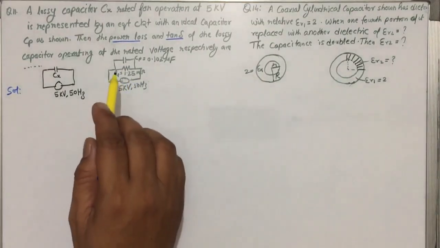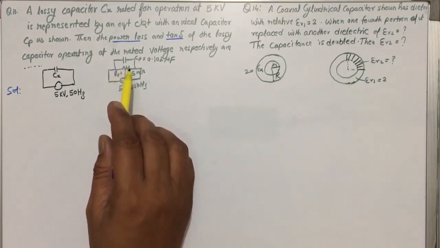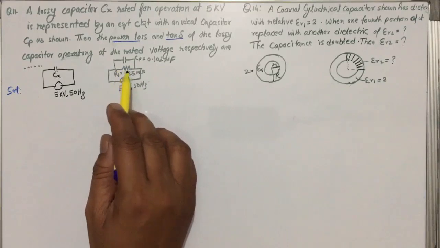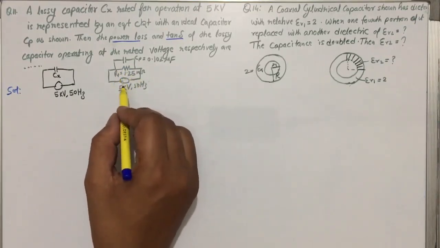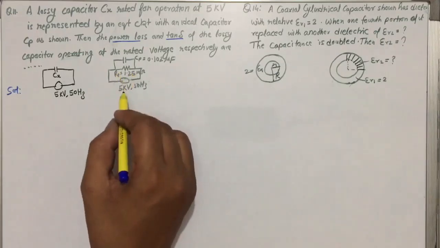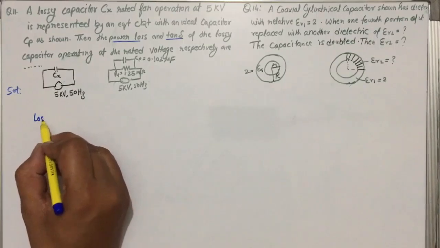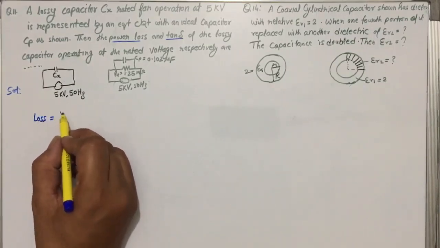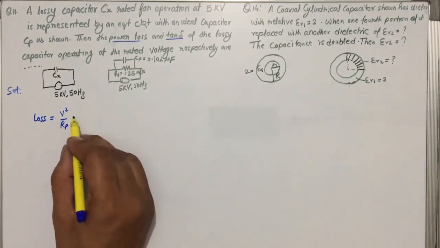As the capacitor is ideal, it will not cause any power loss. The loss will occur here only. So from there, as the voltage across this is 5 kilovolt, we can say the loss, that is power, is V square by R. We know this, and R is Rp.